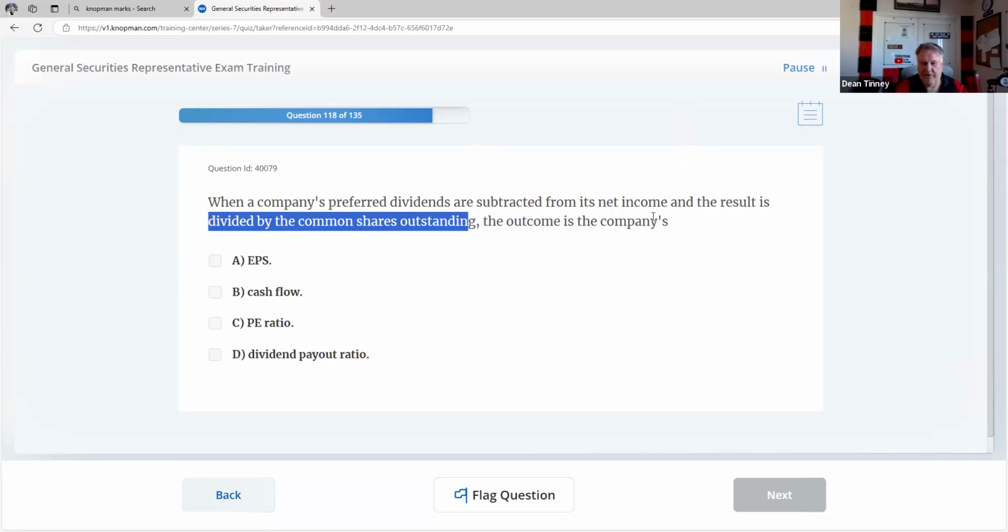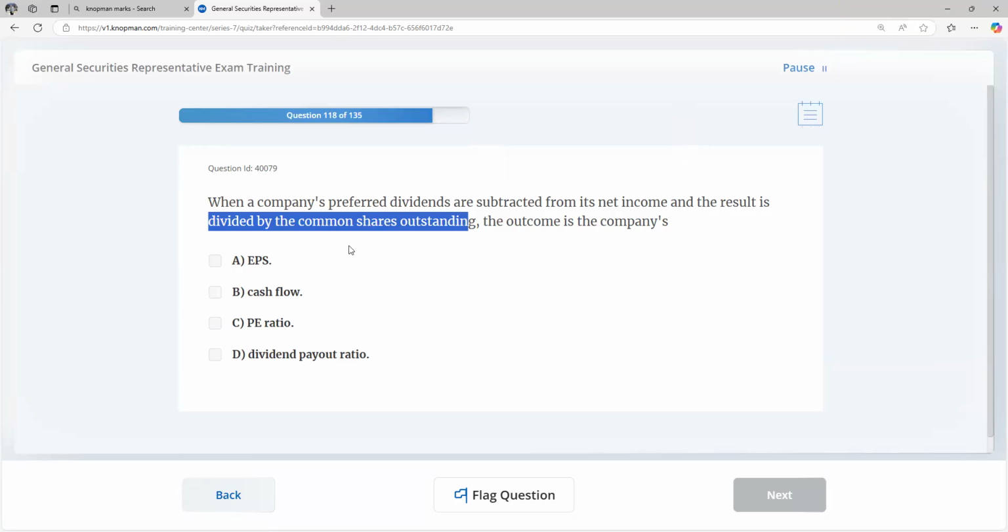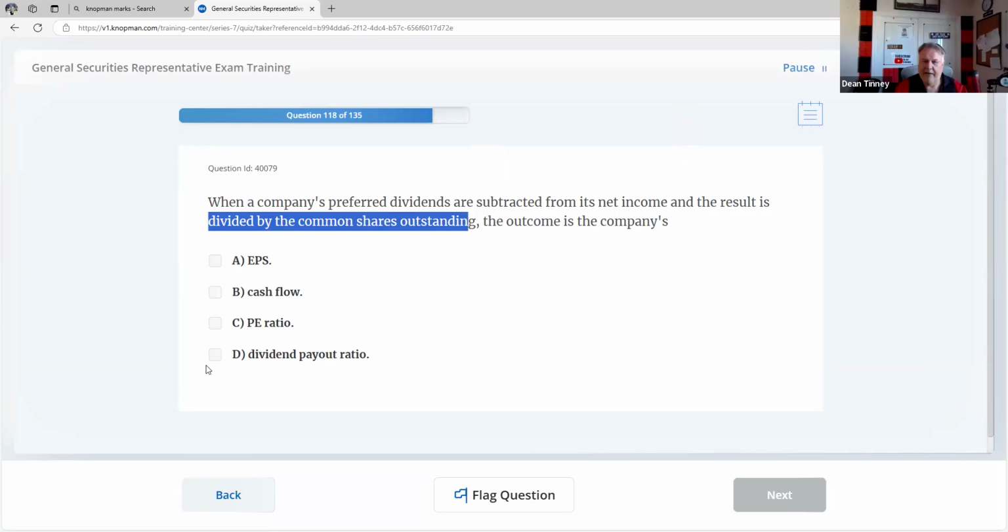There's nothing in here that tells me a price. All right, I'm going to go dividend payout ratio. The net income and the result divided by... kind of a funky one. I want to say it's going to be earnings per share because we got net income, the money that's available to our shareholders, and then we're dividing by the number of common stock. I'm going to say it's A because there's nothing in here about dividends except for the preferred, which we know we got to pay. Tough one. I'm going with A.